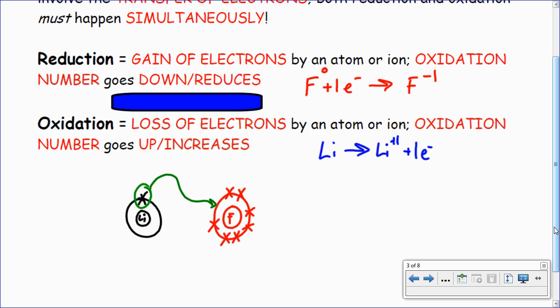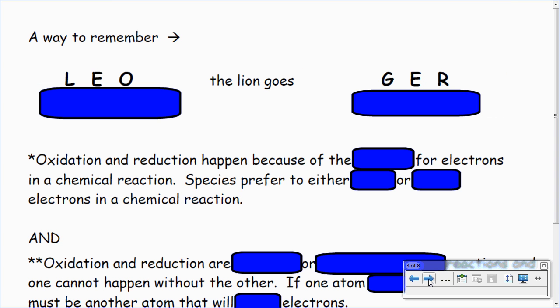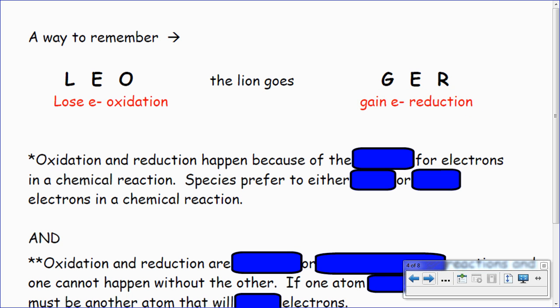Essentially, what I've done in these equations is draw the two half reactions of what happens there. One, fluorine has gained an electron and become fluoride -1. That electron, 1e negative, comes from lithium to fluorine in this first half reaction. In the second, lithium is losing an electron. So both of these reactions, 1 and 2, are half reactions that occur when that single electron gets transferred in an oxidation reduction reaction. So always remember how these work by the mnemonic device, Leo the lion goes Ger.